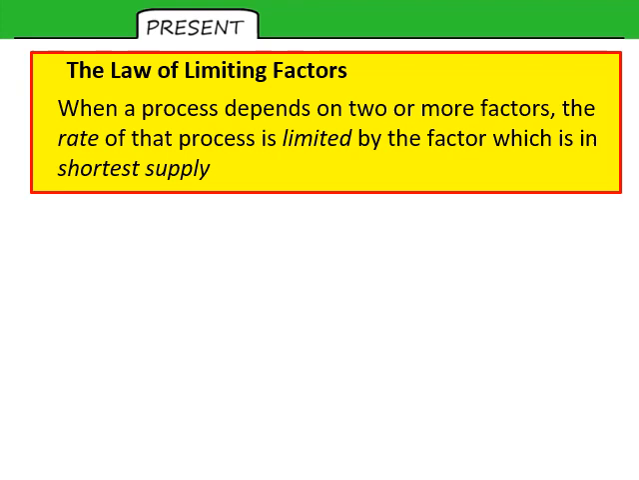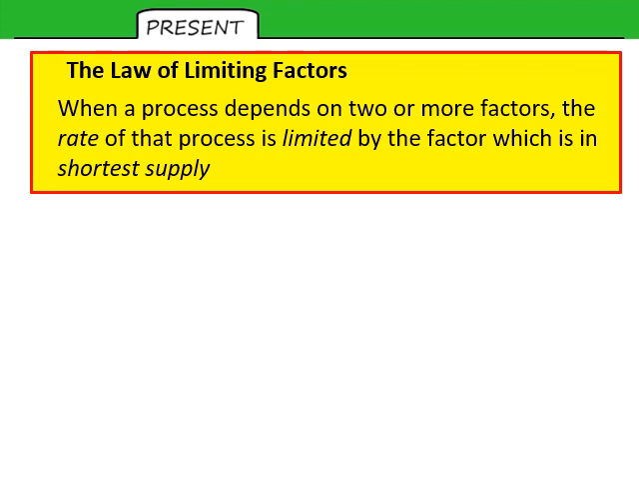So our starting point is this law of limiting factors. Now this is a law that can apply to lots of different situations. What it describes is when a process depends on 2 or more factors, the rate of that process is limited by the factor which is in shortest supply. Now remember, rate is like the speed of a reaction. So in our case, we're talking about photosynthesis. We're going to look at what factors impact that rate of photosynthesis. But remember, photosynthesis itself will be limited by whichever factor is in shortest supply.